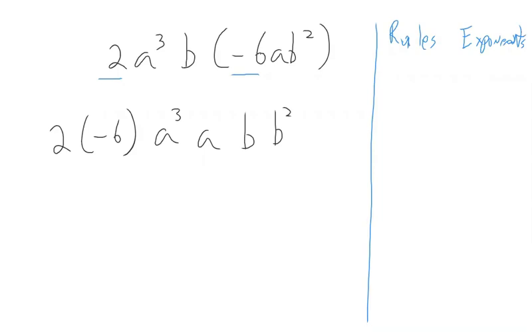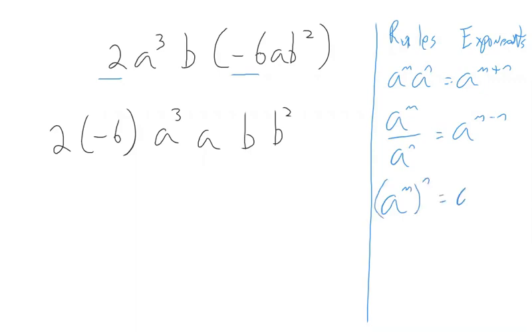If I have the same base, a to the m, and I'm multiplying it to the same base to a different power, I just add the powers. If I am same base and I'm dividing, I subtract the powers.